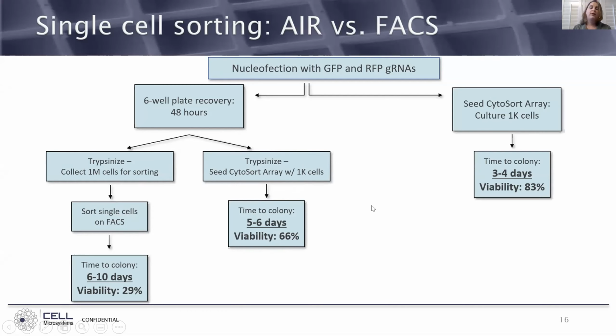If we perform what we call the idealized workflow, which is the direct to array workflow, after nucleofection, the cells were seeded directly on the CytoSort array with 1,000 cells, and we saw a much faster time to colony formation in as little as 3 or 4 days with an increased viability of 83%. And our customers routinely report that whereas with a flow-based single cell sorting workflow, they need hundreds of colonies to get a handful, they can routinely get 60 or 70 from a single plate from us very easily.